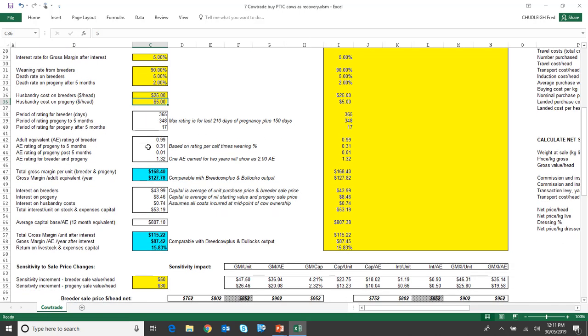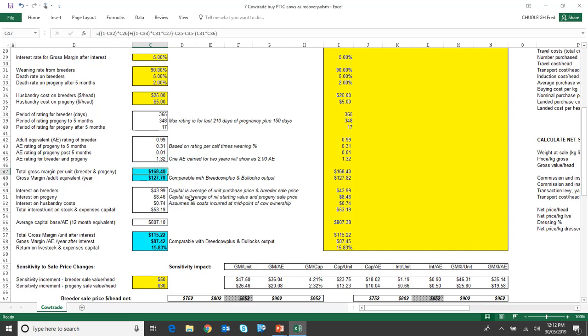So we then do this calculation of the relative grazing pressure applied by that cow and calf unit. We rate the breeder, and we rate the extra on the breeder for carrying that calf through the late gestation stages and the early lactation, up to 5 months of age. Then there's a little bit of a weighting there for 5 months until that weaner's sold. It's sold very soon after. So the total AE equivalent grazing pressure applied by that cow and calf unit over that 12 months is 1.32. And that allows us to calculate the per AE gross margin.